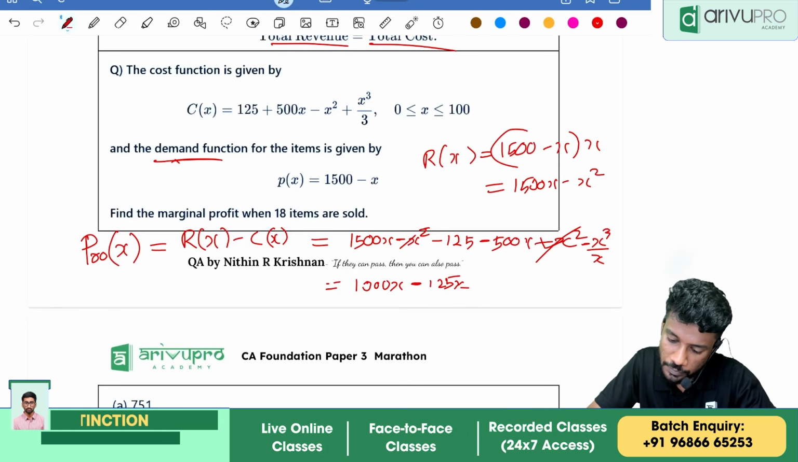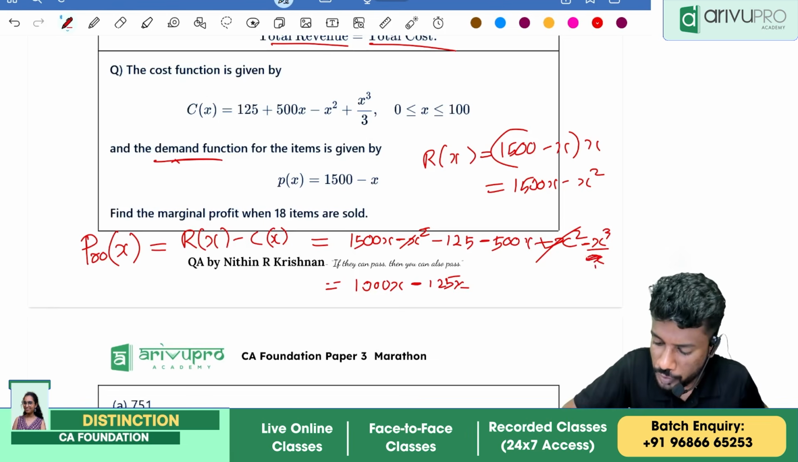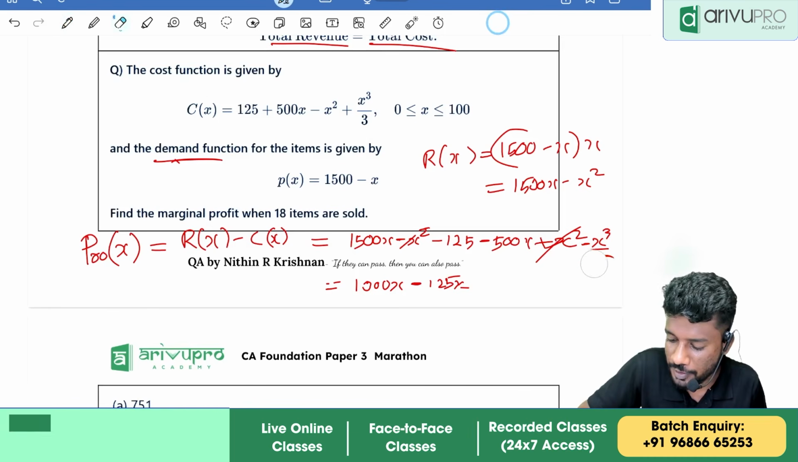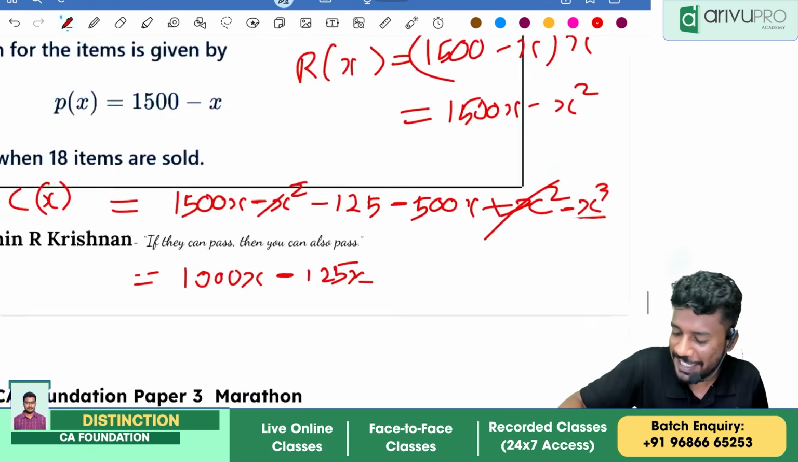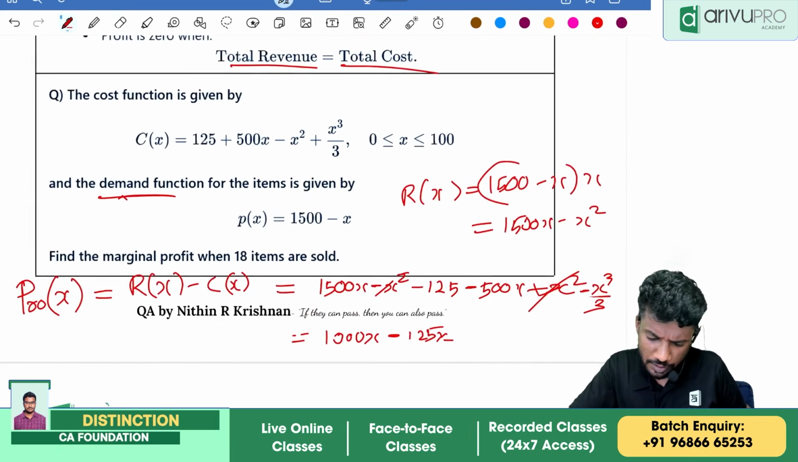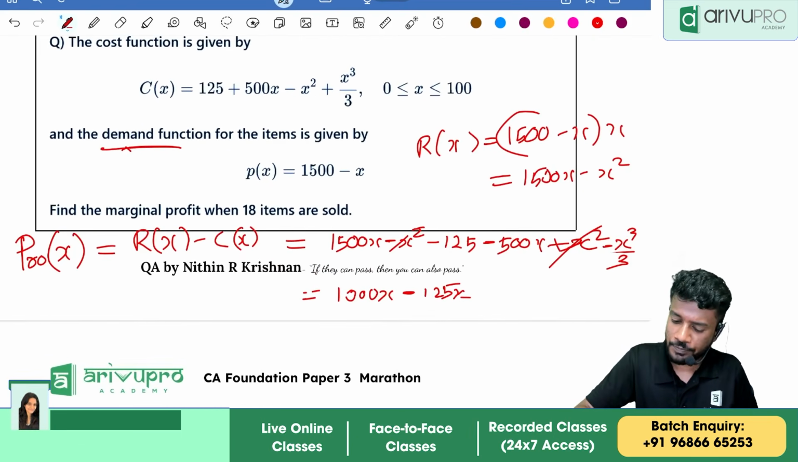Yes, x cube by 3, not x. Okay, x cube divided by 3. That was an auto correction, because my brain autocorrected. Divided by 3. Yes. Now, did I miss anything here? No, everything is there, right? Yes.